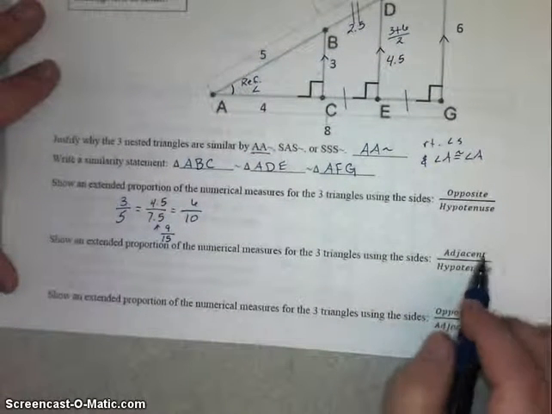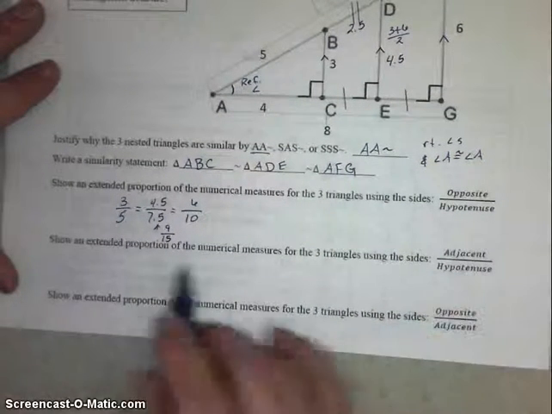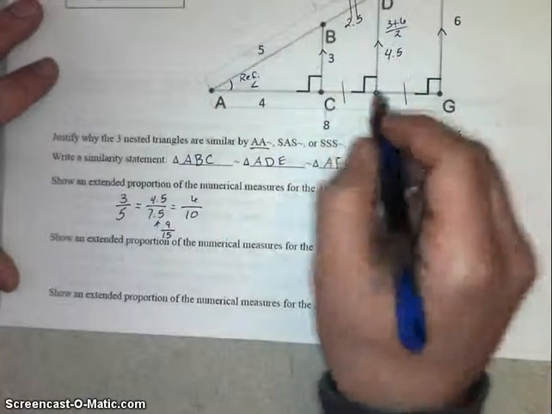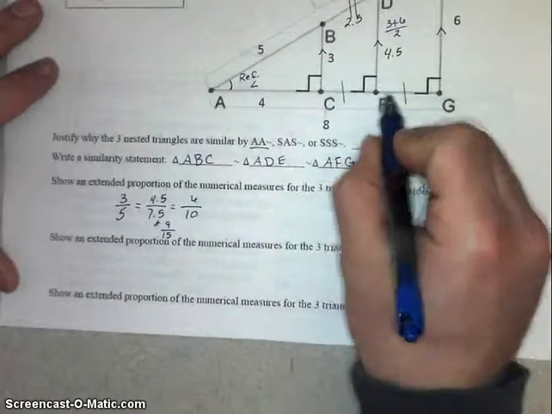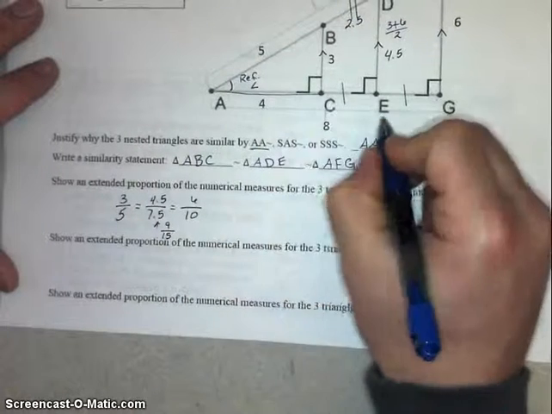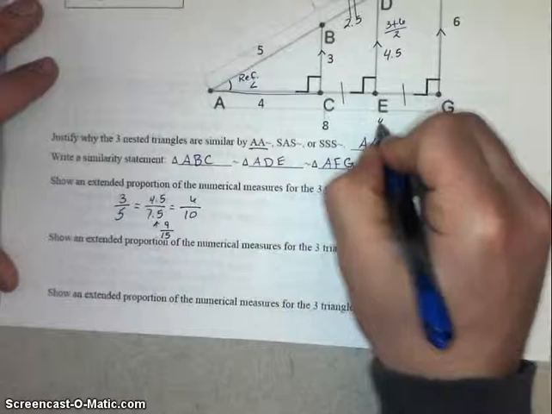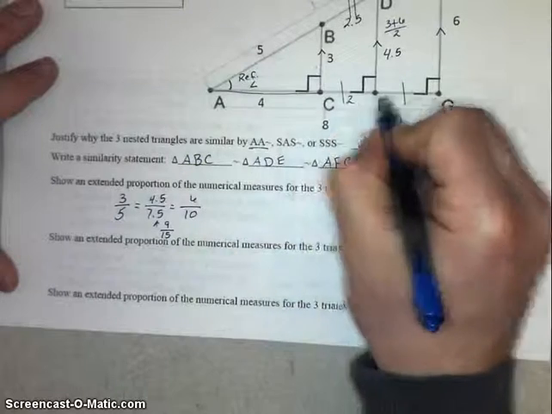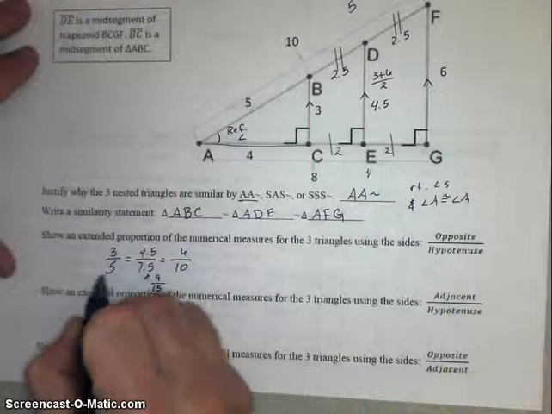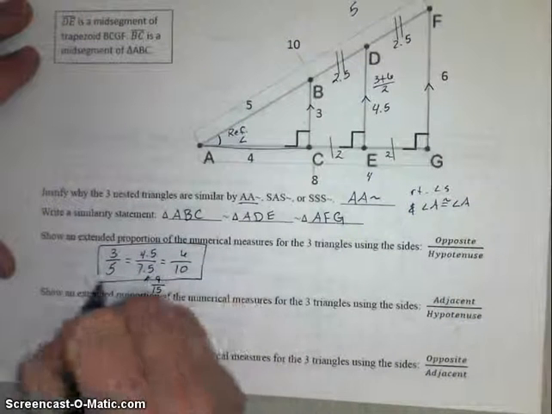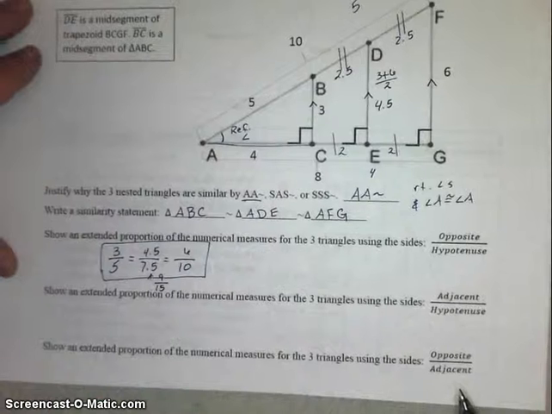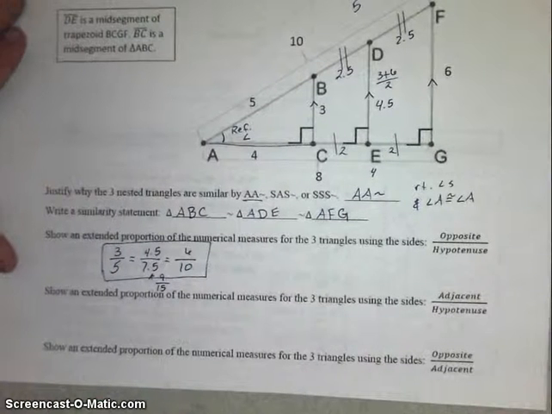I want you guys to try and do the adjacent over hypotenuse ratio for all three and the opposite over adjacent for all three. We should have most of our measurements, but you'll need to find CE and EG. But remember, this is 4, so the remaining part, CG, should be 4, which makes the rest of these 2. Alright, pause the video to give yourself enough time to come up with these ratios, but you want a ratio written out like this for the next two parts. If you need to pause the video to give yourself more time, go ahead and do so.